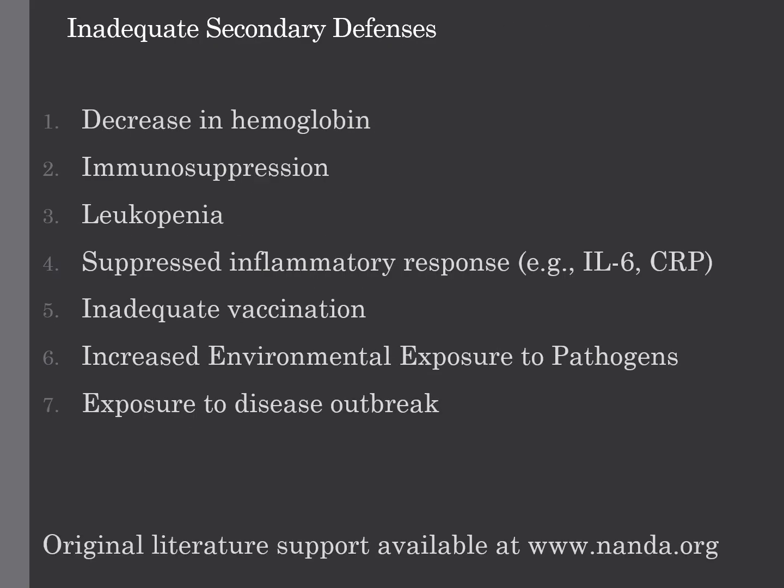We have our second broad heading being inadequate secondary defenses. In this area, you can have your related factors as decrease in hemoglobin, immunosuppression, leukopenia, suppressed inflammatory responses, inadequate vaccination, increased environmental exposure to pathogens, and then the seventh one being exposure to disease outbreaks. So these are all direct related factors you can work with when you want to have your full nursing diagnosis set for risk for infection, right?